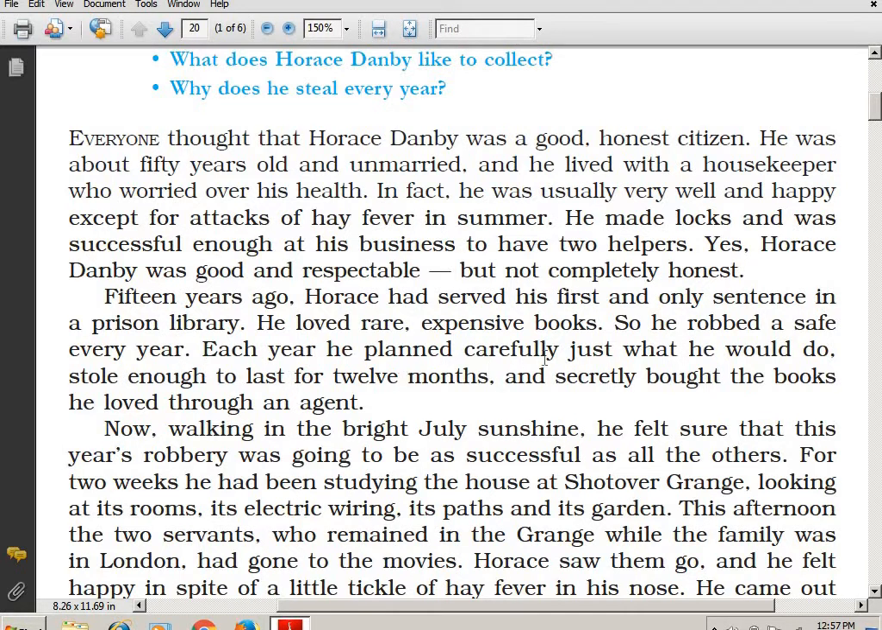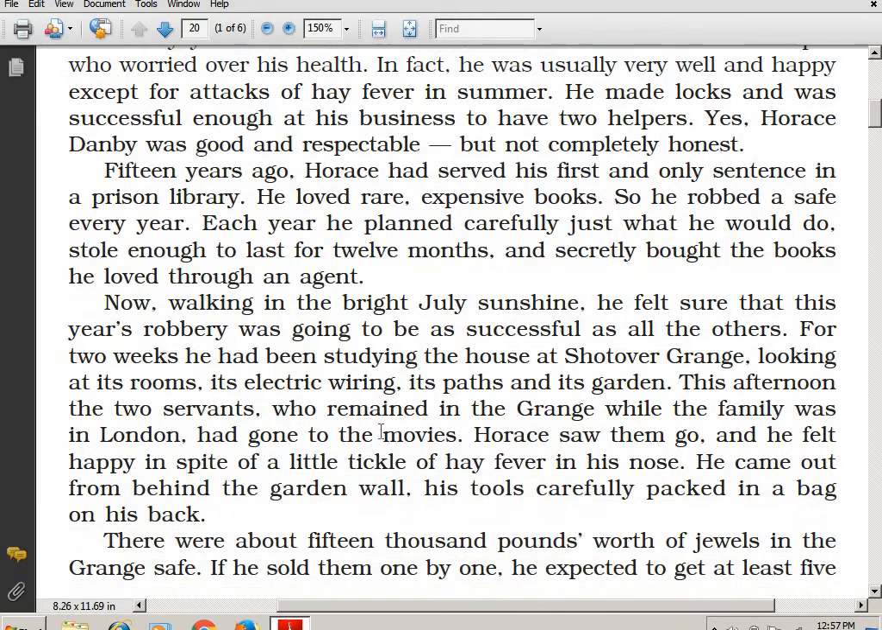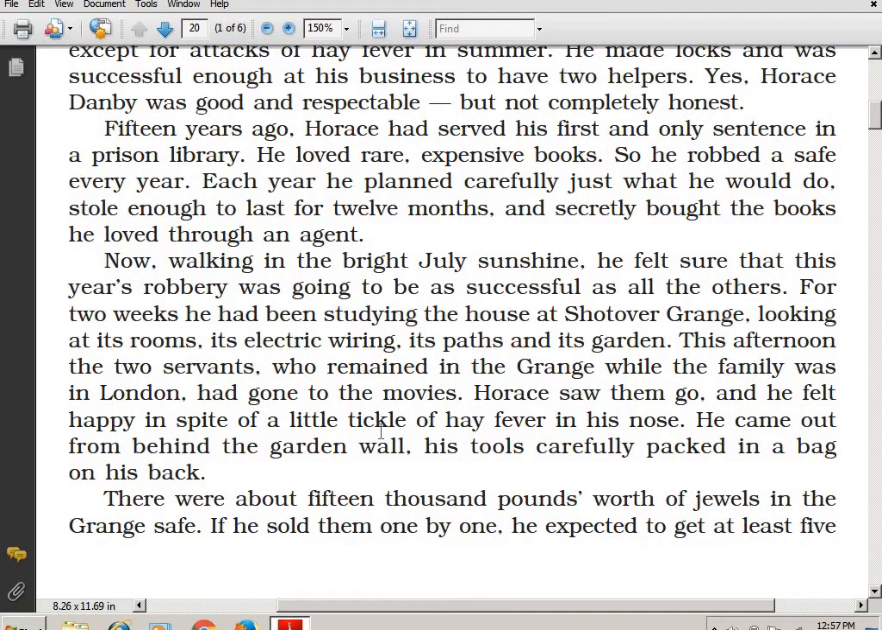Each year he planned carefully just what he would do, stole enough to last for 12 months, and secretly bought the books he loved through an agent. So what was his hobby? His hobby was to read books, and he robbed the safe every year. He planned his robbery very well, so that he stole enough to last for 12 months. Then secretly he bought the books he loved through an agent. The agent was the one who helped him get the books.